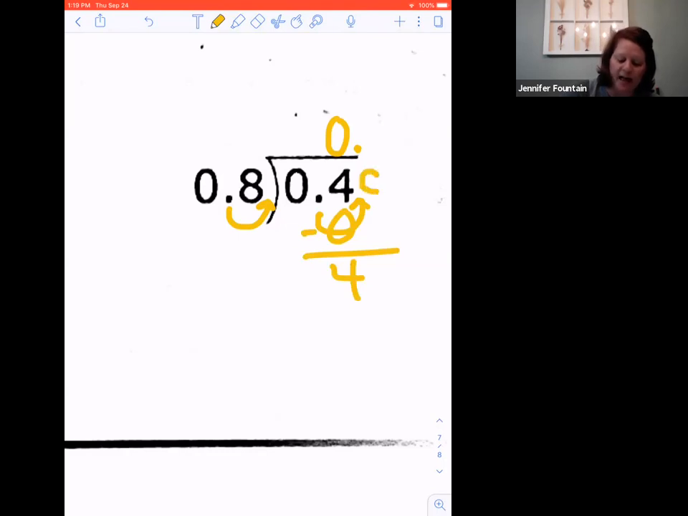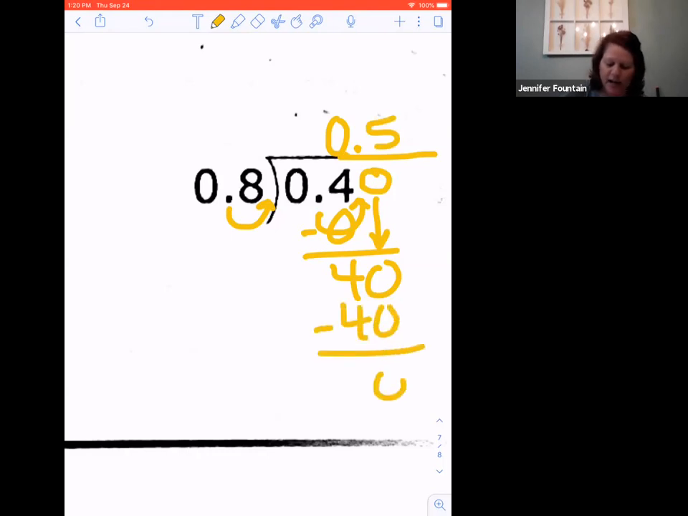So now this is where I add a 0, and I have to bring it down. So now I have 40. I'm going to extend my division sign. Now I have 8 will go into 40 5 times. 5 times 8 is 40. So I subtract, and I have 0 left. So my answer is decimal 5.